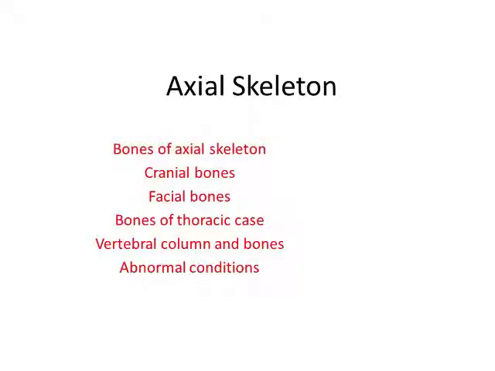Today we will go over the axial skeleton. The axial skeleton, you already know, consists of the skull, thoracic cage, and the vertebral column. So this part is the axial skeleton. We'll talk about the bones of this part of the skeleton.